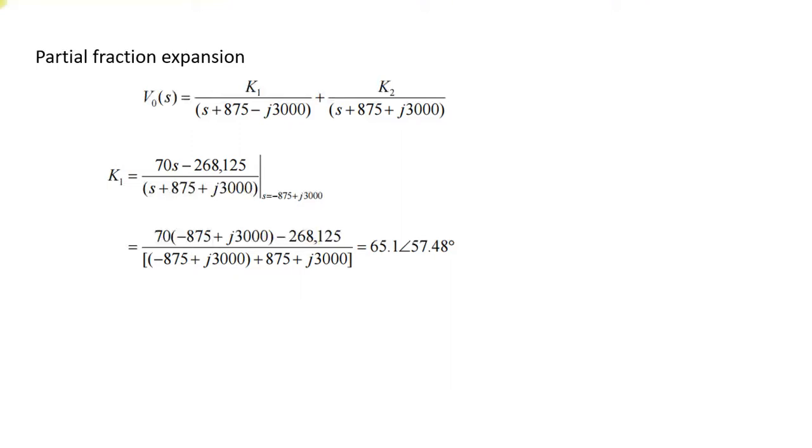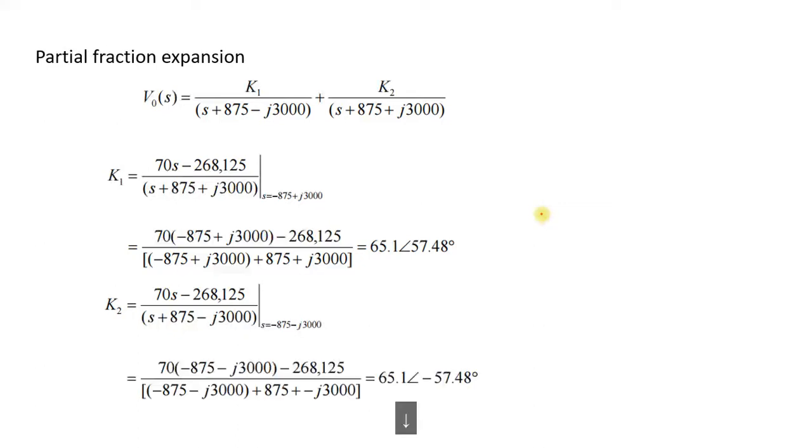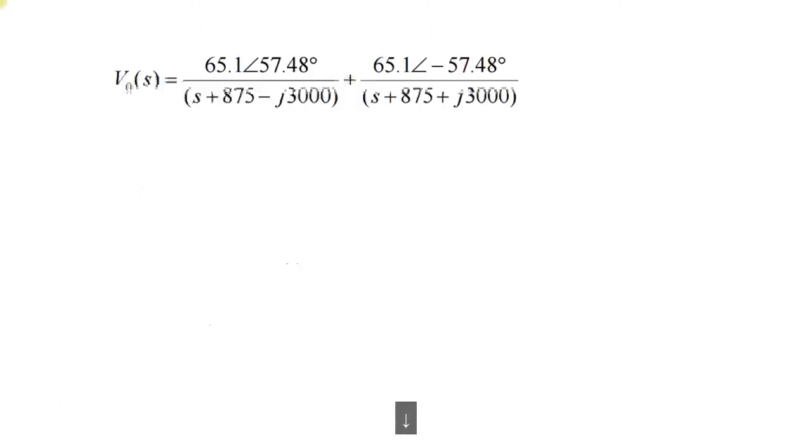Just doing the simple mathematics. Okay, so similarly to find the value of k2, you substitute s is equal to minus 875 minus j 3000 and you do the simplifications, which leads to the value of 65.1 at an angle of minus 57.48. Now you substitute these two values of k1 and k2 in the above equation, v naught of s, and the resultant equation looks like this.